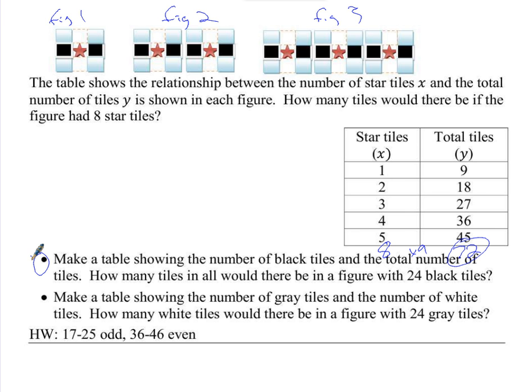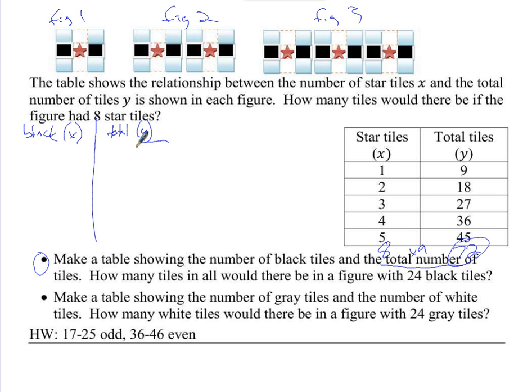So let's make that table. Just like this first table here. I'm going to go over here since I have a little bit of room. So we're looking for what tiles? Black. And let's call that X. And then what else are we looking for? The total number of tiles. So we'll call that total. And we'll make that Y.